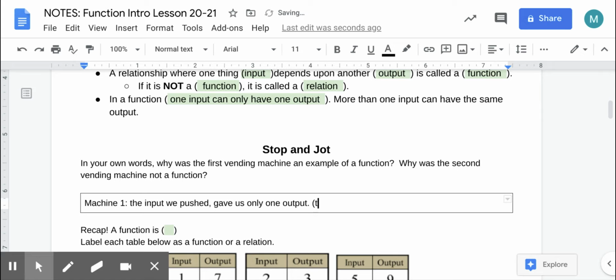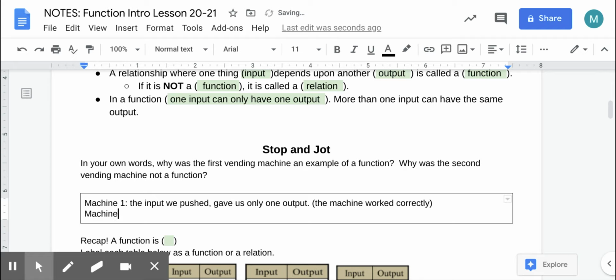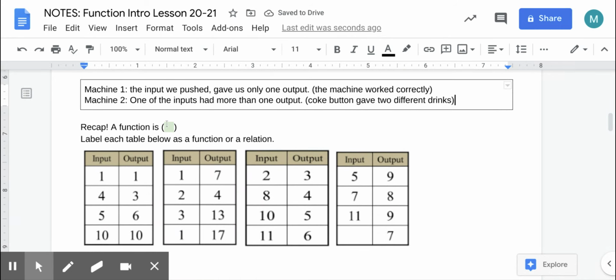All right, so the machine worked. For machine 2, one of the inputs had more than one output. In other words, the Coke button gave two different drinks. That machine's not working correctly. All right, so to review, a function is a relationship where each input has only one output.